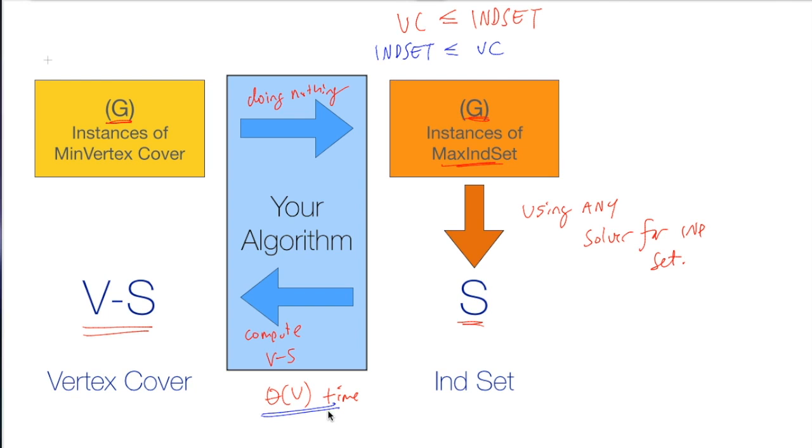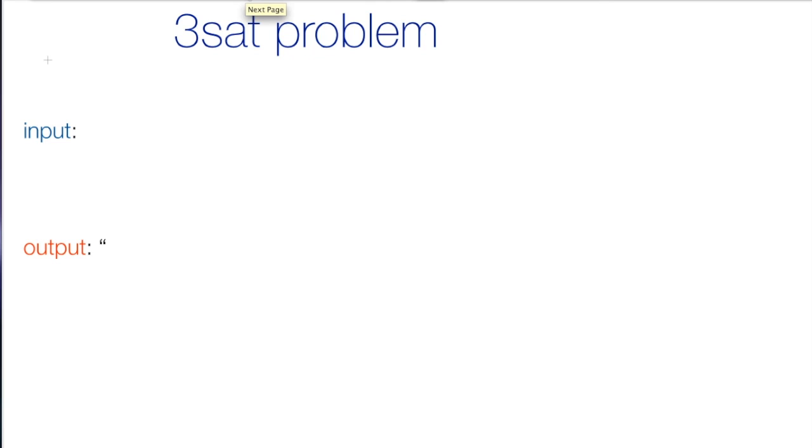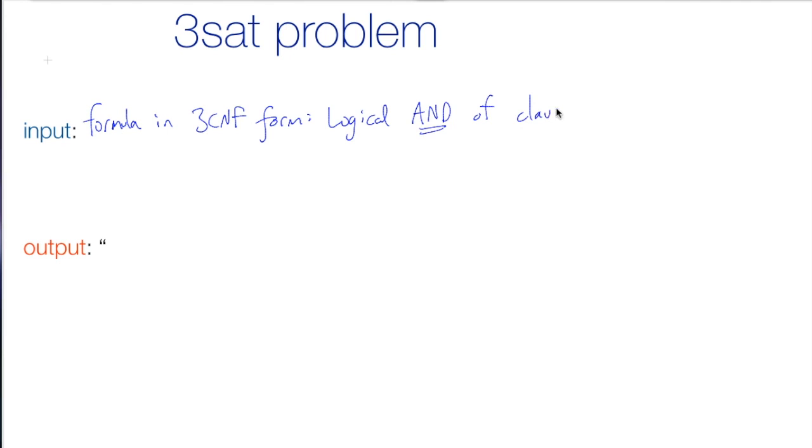We're going to move to a slightly more interesting one. I'm going to introduce this logical problem. It's called the 3-SAT problem. It's extremely general, but its definition is very hard to motivate. It's actually purely logical. So the input is going to be a formula in 3CNF form, and that means it's going to be a logical AND of clauses of ORs of 3 variables.